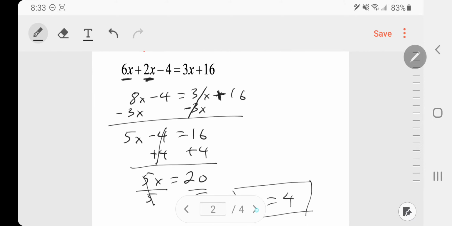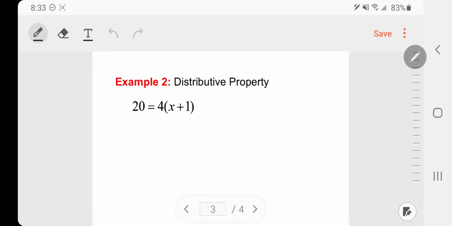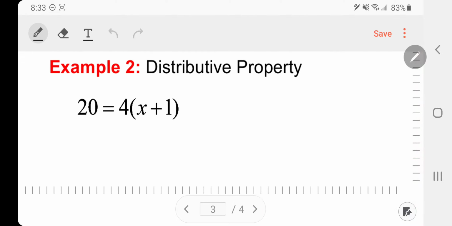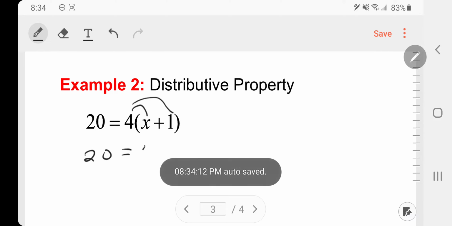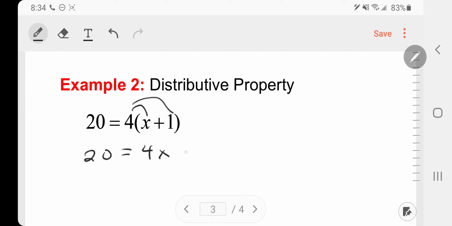All right. Moving on to another one. This one is using the distributive property. So again, simplify where you can. 20, obviously it's its own thing, can't be simplified. But I can distribute my 4. So I'm going to go 20 equals 4 times x. That's going to give me a 4x. And then 4 times 1 is going to give me a positive 4.